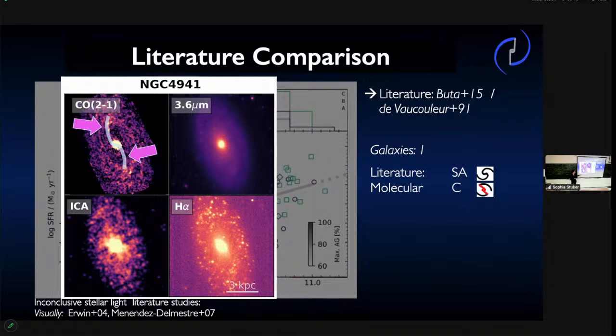Other classifications say that there is a bar, whereas the one that we were using for this comparison said there is no bar. So it is not that clear for this galaxy. But with the molecular gas, we can say for sure that there is a stellar bar. And this is one of the major advantages of the molecular bar lengths.